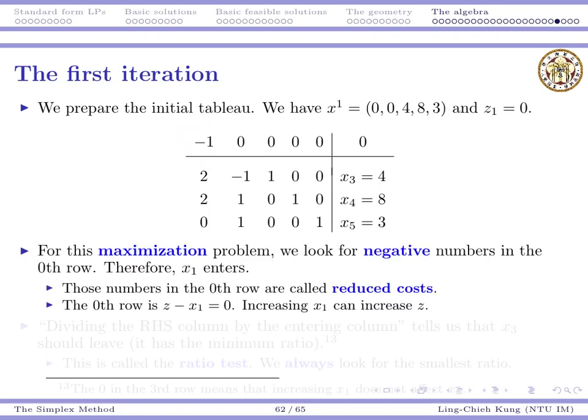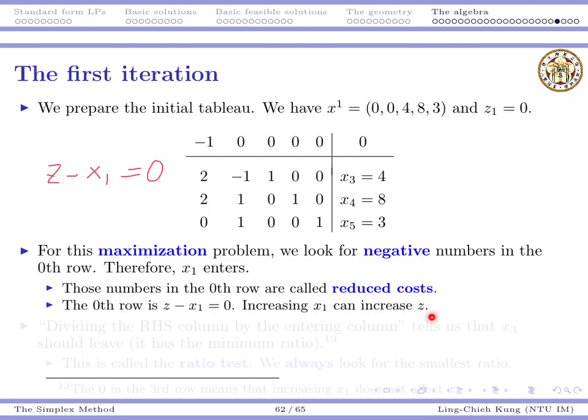Now, because we are solving maximization problems, we look for negative numbers in the zeros row. Why? Here, this negative number means the zeros row is z minus x1 equals 0. If we want x1 to become larger, then the z value will also become larger, right? And that's going to make the z value larger, which for a maximization problem is a good thing.